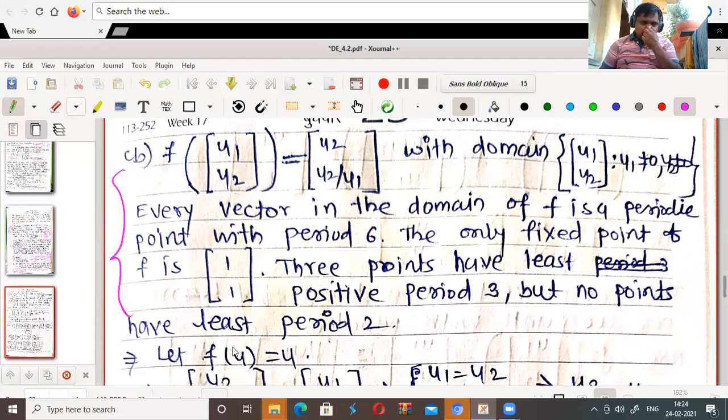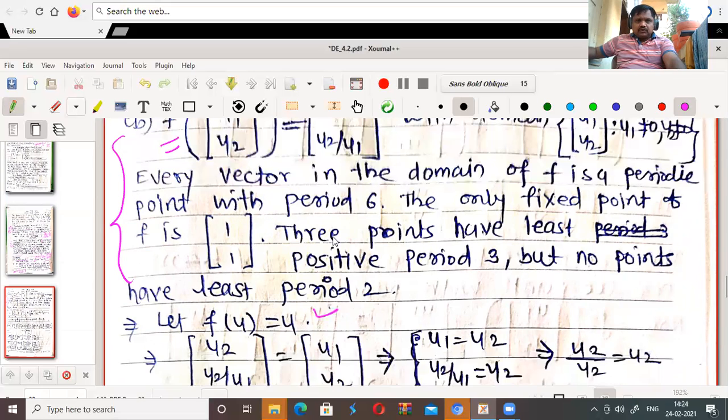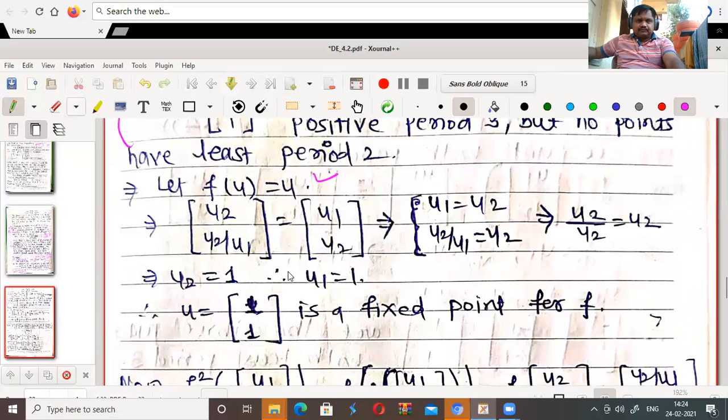Okay. Now, first of all, we will obtain the fixed point of f. Let f of u equal u. So f of u is what? (u2, u2/u1), which should be equal to (u1, u2). This implies u2 equal to u1 and u2/u1 equal to u2 again. Right? u2/u1 equal to u2, that is u1 equal to 1. If I put u1 equal to u2, then it is true. So we are getting here u2 equal to u1 as well as u2 equal to u1 times u2.